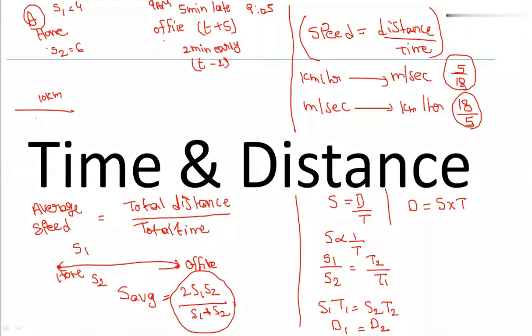The 10 kilometers of distance is covered with 8 kilometer per hour. Next you have 8 kilometer that is covered with 10 kilometer per hour. Next you have 20 kilometers and the 20 kilometers you have covered with 3 kilometer per hour.